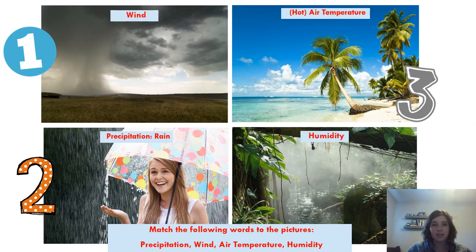Now we can check those answers. 1, it looks like a tornado or something is happening here. We've got some really strong wind. 2, it's raining, so we're going to match this with precipitation. Number 3, the match is air temperature. It is hot. It is lovely here. Maybe this is a high pressure system because it's clear and sunny.